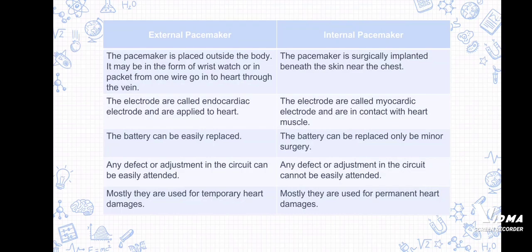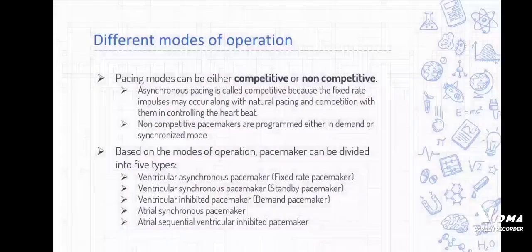Any defect or adjustment in the circuit can be easily attended to in the external pacemaker, while it is difficult in the internal pacemaker. For temporary heart damage, an external pacemaker is suggested, and for permanent heart damage, an internal pacemaker is suggested.